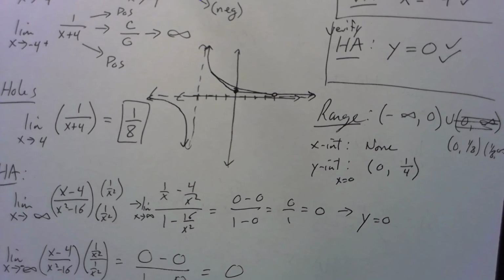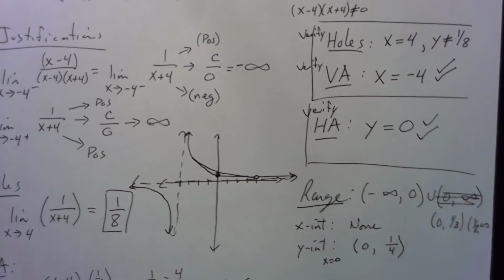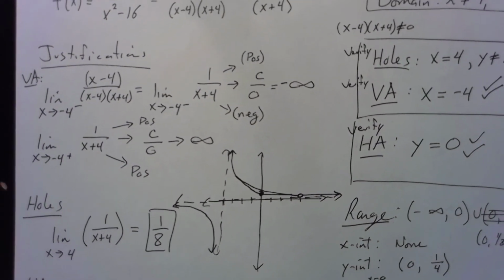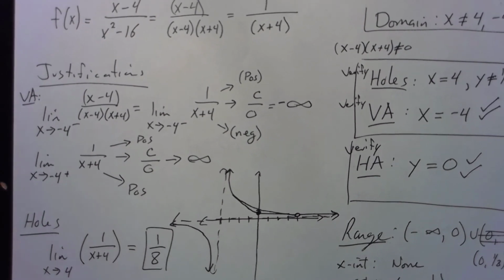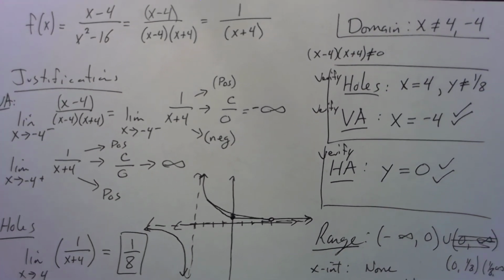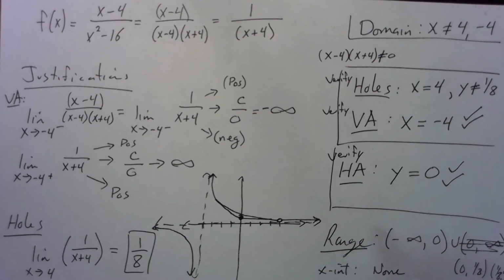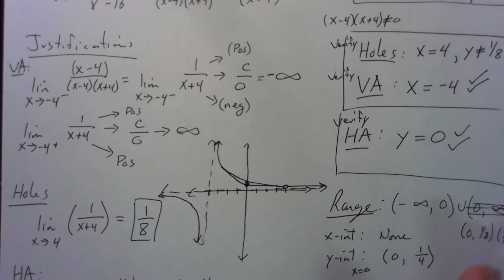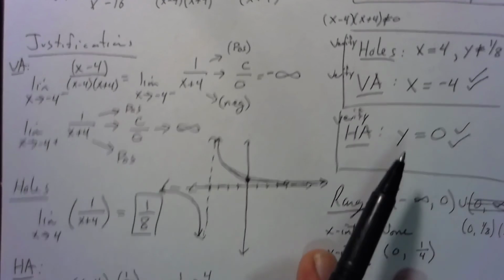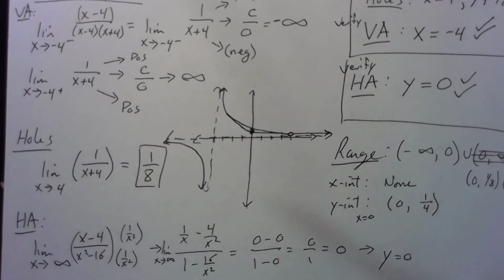That completes this problem. It's not a short problem. You have to make sure that you show all those limit justifications, but 80% of the work that we do, domain, holes, vertical asymptotes, horizontal asymptotes, and range, are pre-calculus concepts, as is the graph. All of these limit rules are simply justifications to verify that our math is correct.